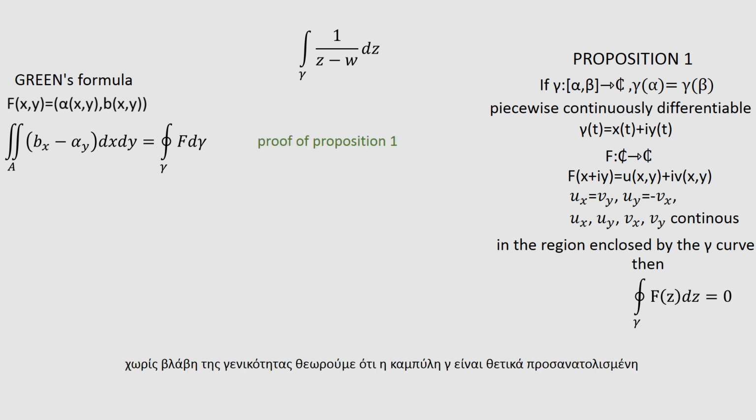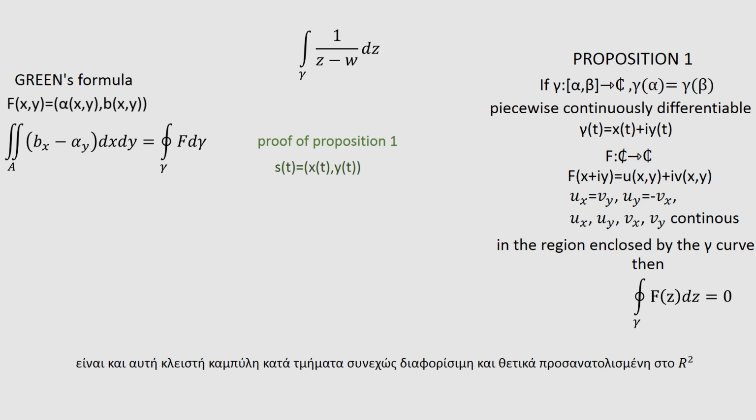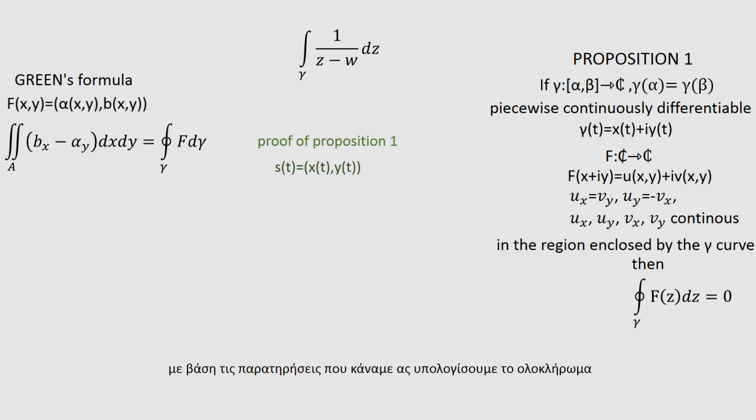Let's prove it. Without loss of generality we consider the curve gamma to be positively oriented. Then the curve S is also a piecewise continuously differentiable and positively oriented closed curve in R squared. Based on the observations we made, let's calculate the integral.